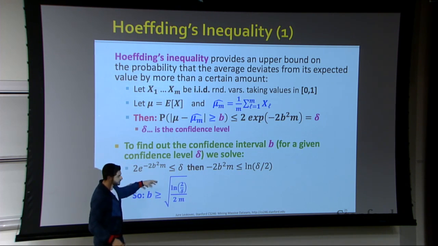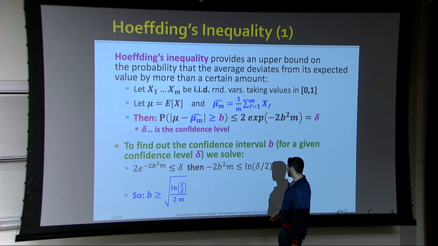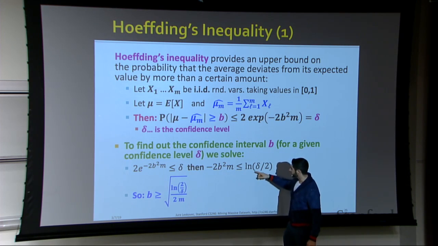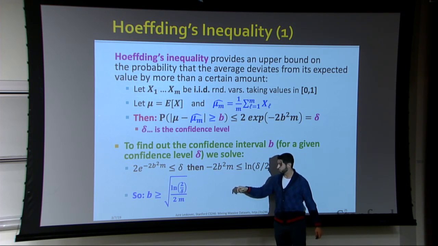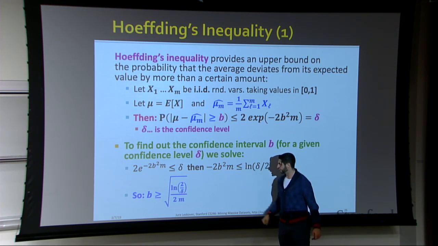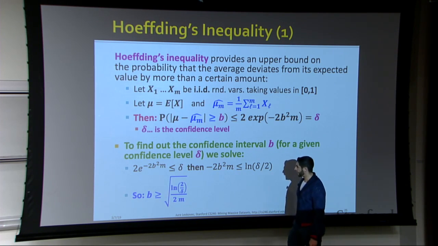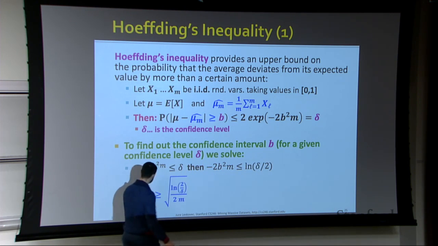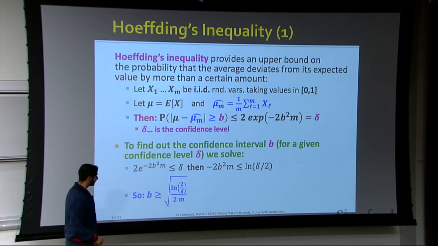Then we just use standard logarithm properties. We move this to the other side, so 2 stays there. Then we bring the exponent on this side, and now we want to extract the value of b. So we bring the 2 to the other side, and apply the square root so that we get b. The direction of the inequality changes, and then we get this final result: b has to be larger than or equal to the square root of the logarithm of 2 divided by delta, divided by 2 times m.